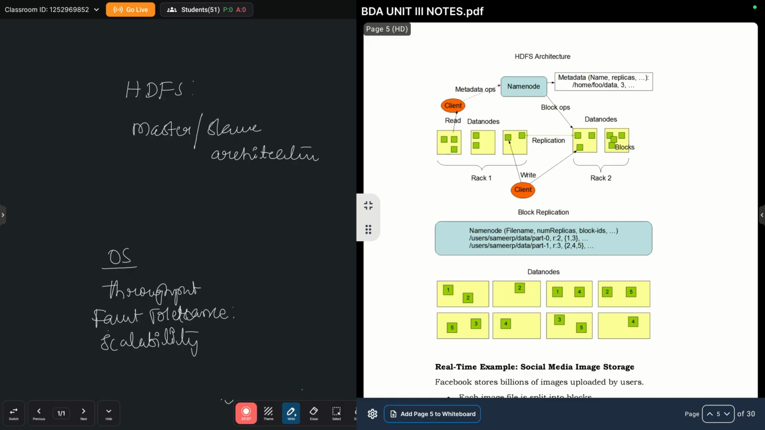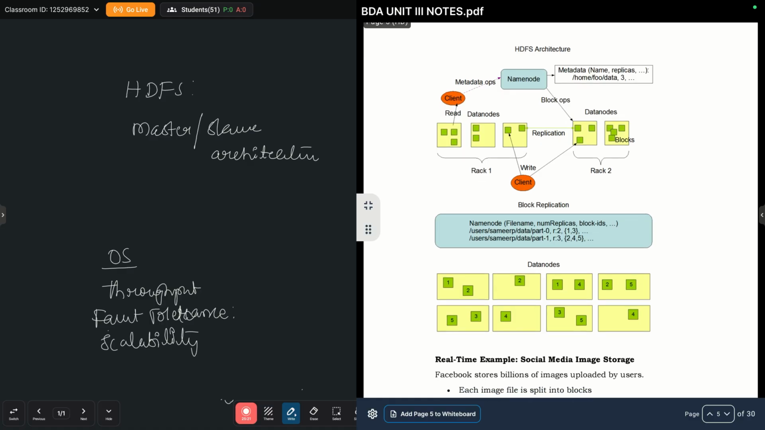For example, a client wants to read the data from the data node. So what the client will do is send a request to the name node. Client says, I want to read some data from the data node.